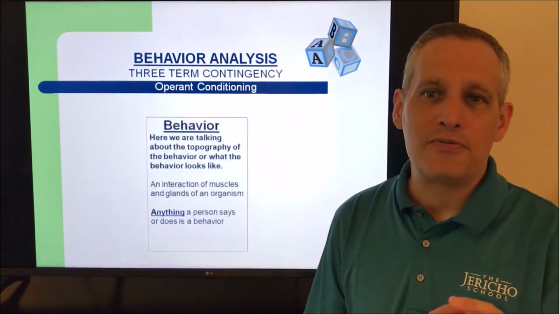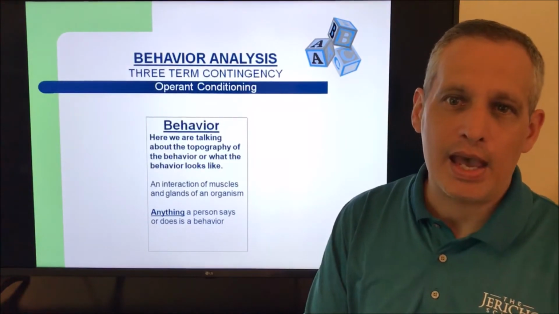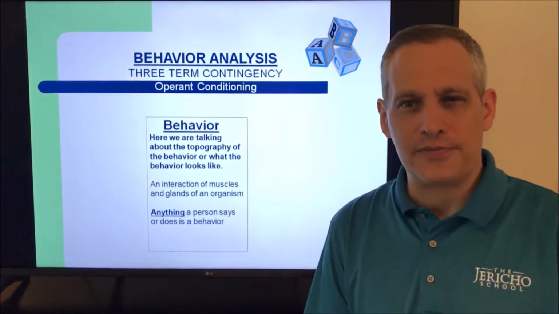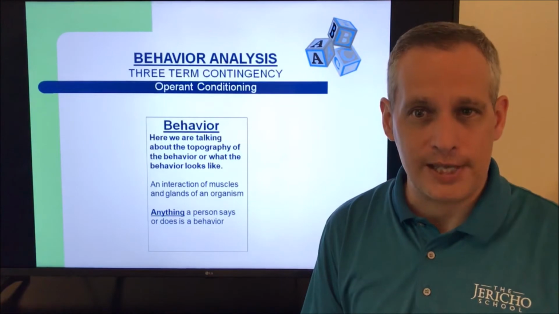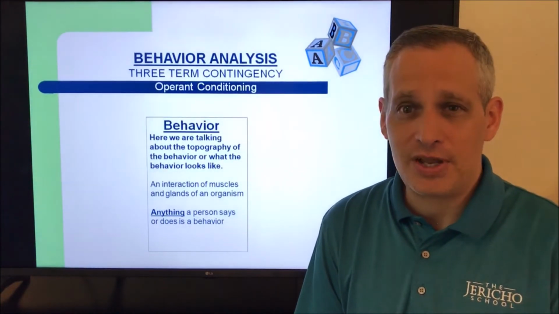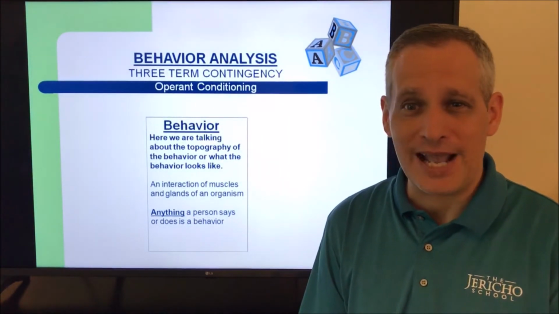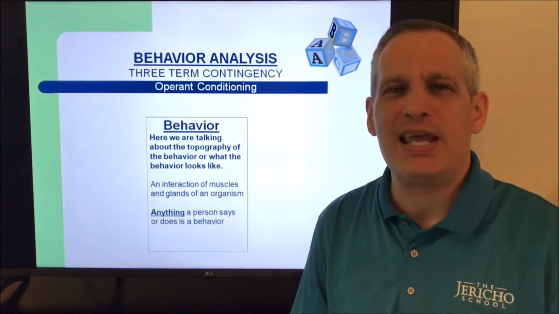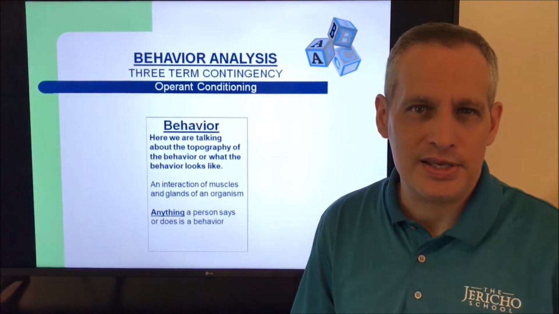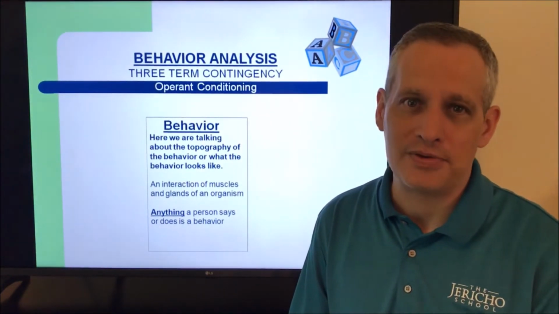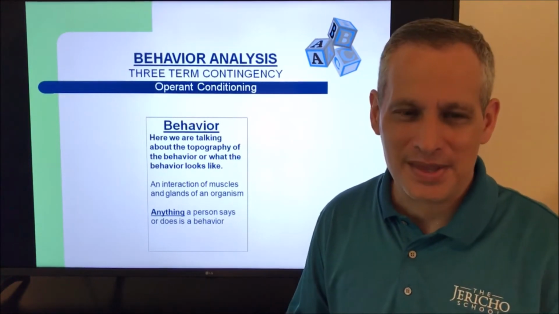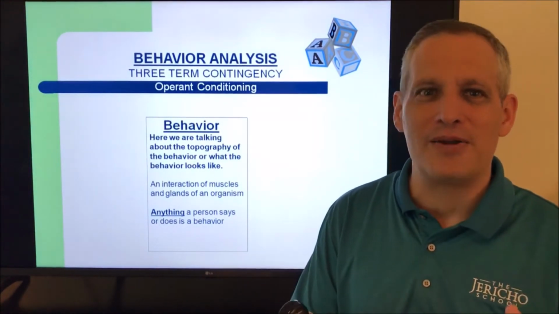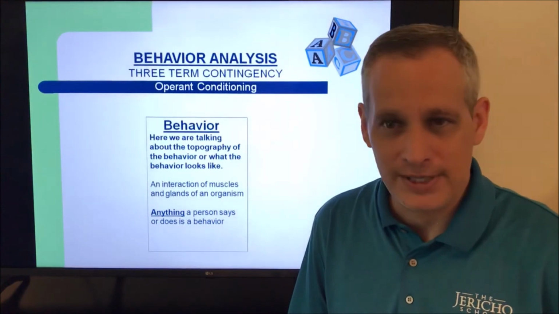And then we have the behavior that occurs. At first we're going to be talking about the topography of the behavior, or what the behavior looks like. The definition of a behavior is the interaction of muscles and glands of an organism. Basically, anything a person does or says is a behavior. Many people, when they think about behaviors, only think about all the bad stuff. But we also have to be concerned about all the good stuff that needs to happen more, right?